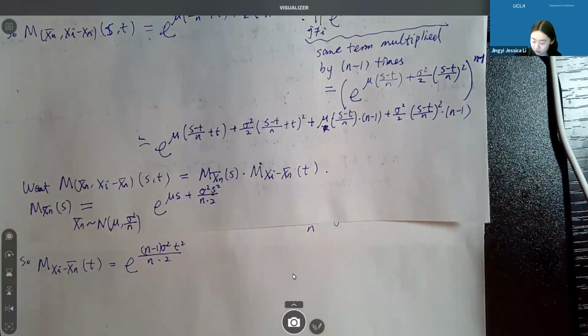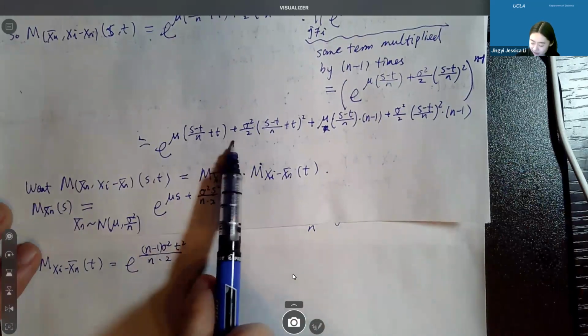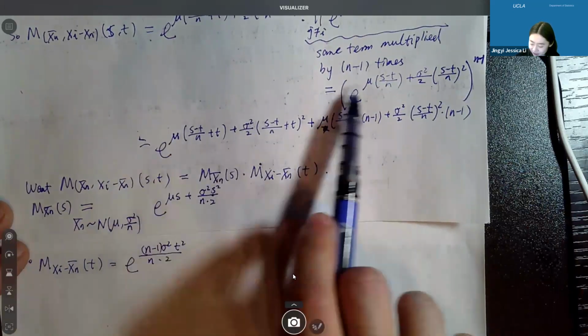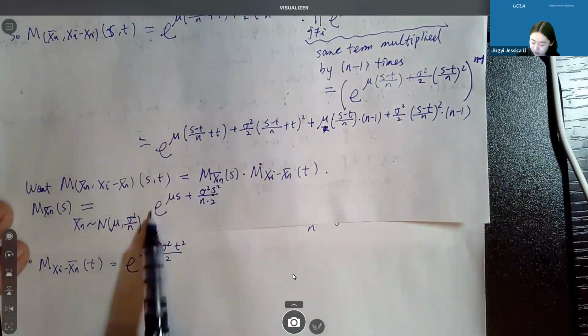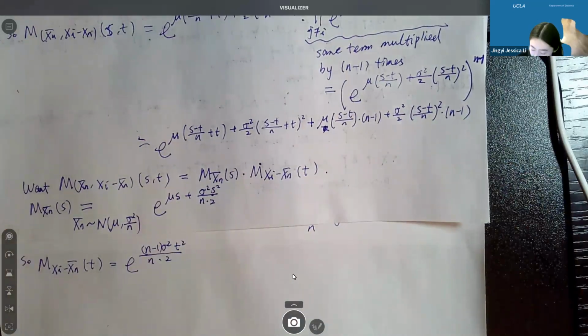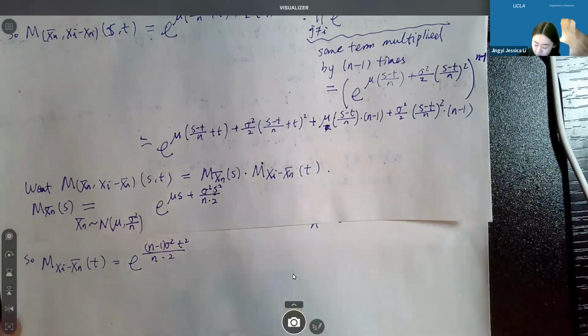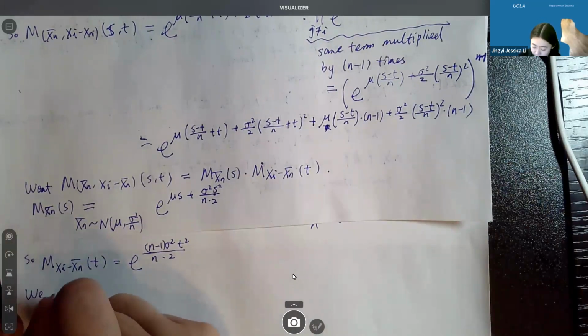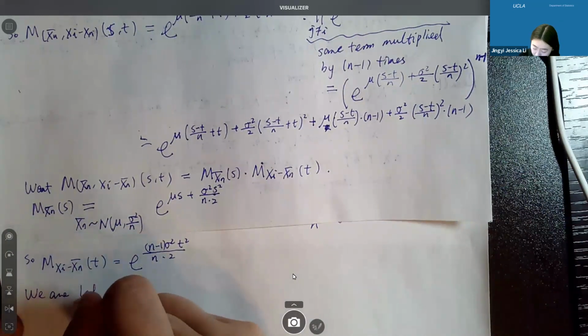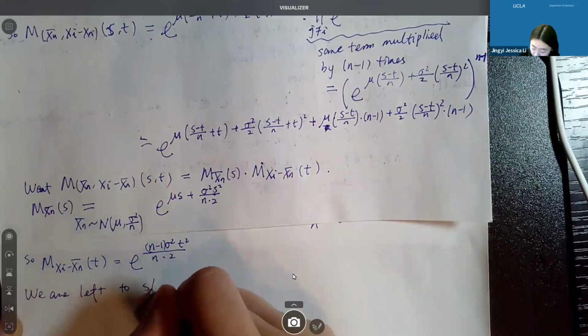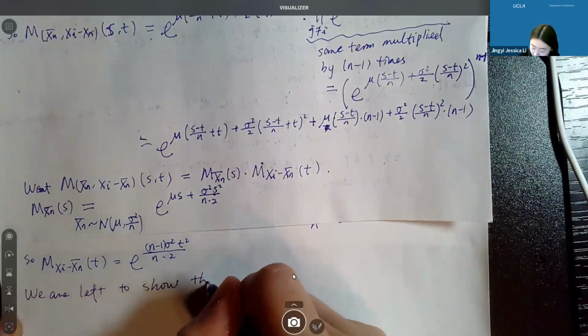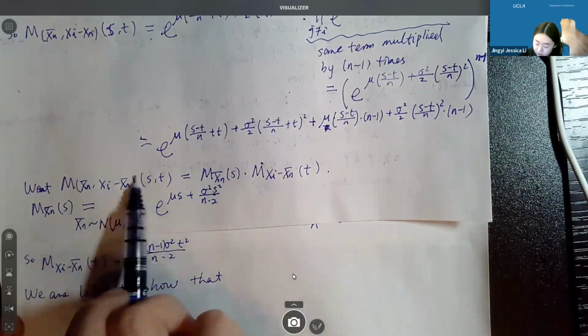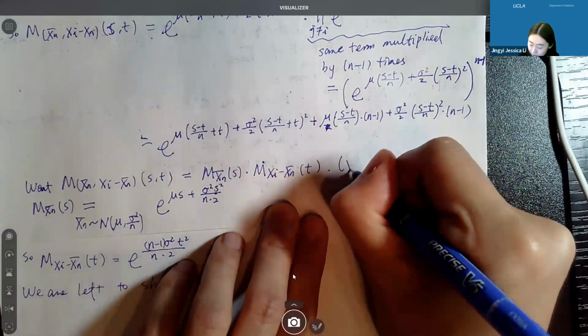All right. So if not, then we're almost there. So finally, it's left to show that this equals this multiplied by this. In other words, we are left to show that for this, I call it star.